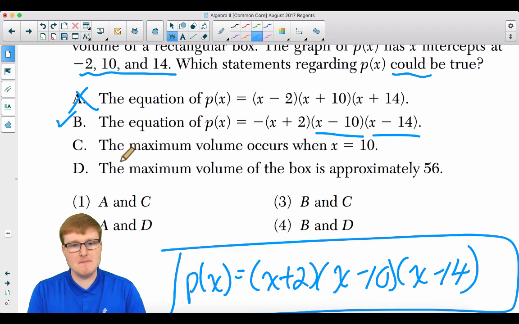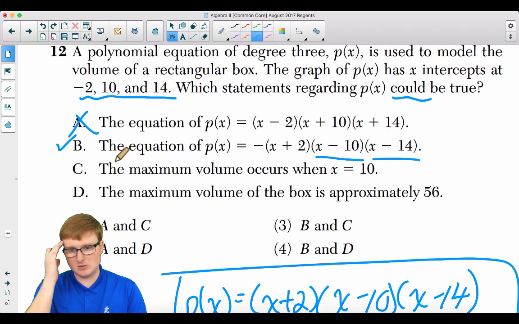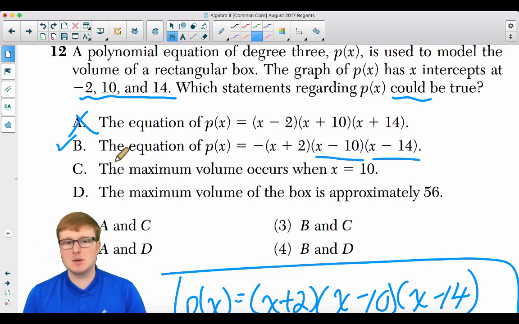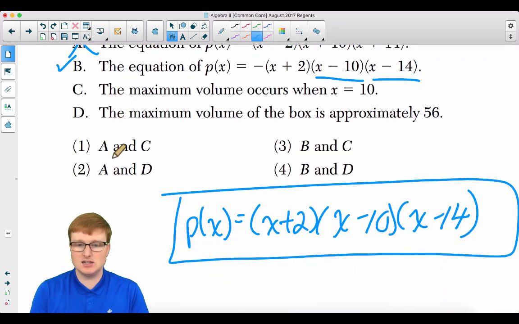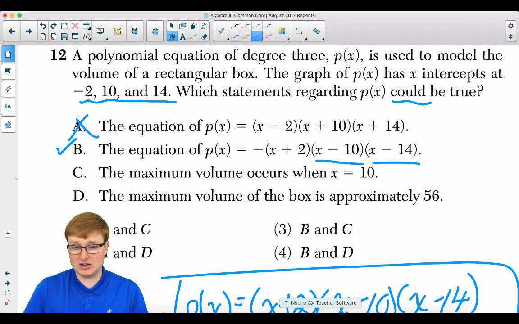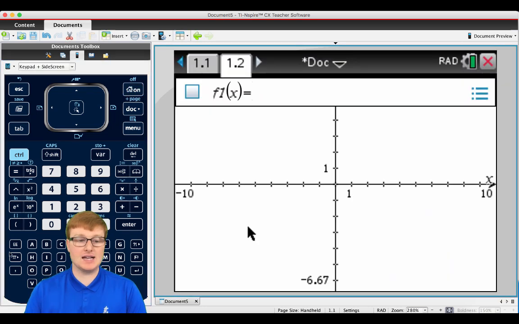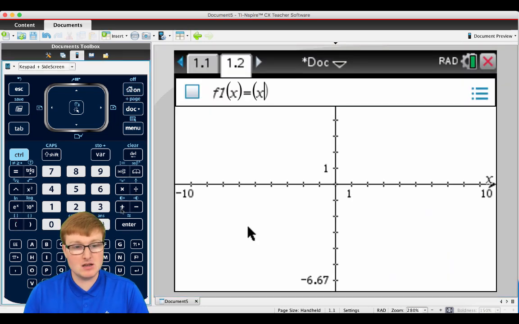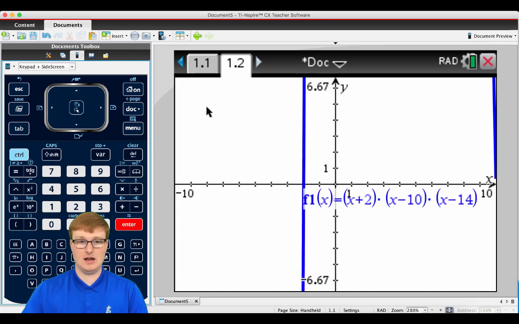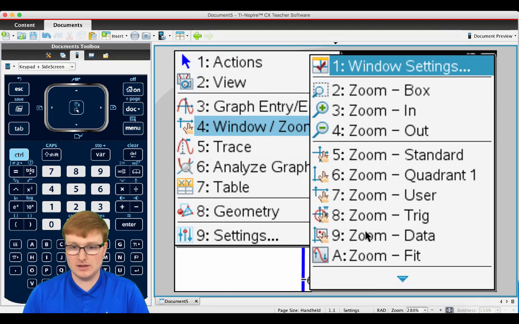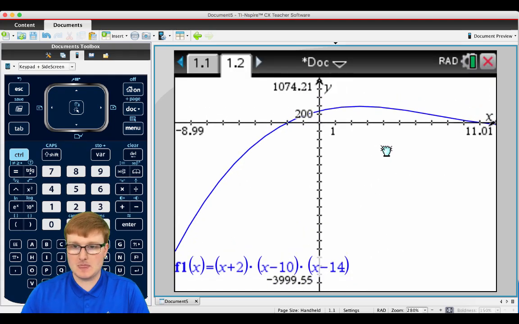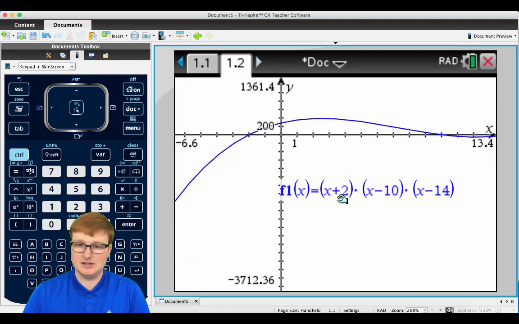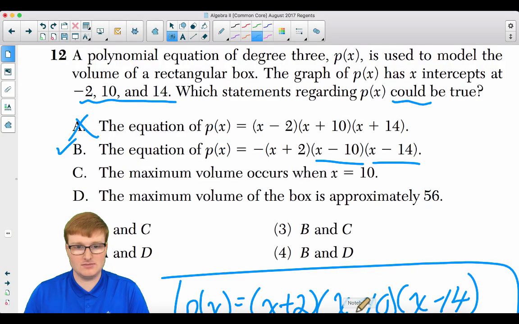Take a look at C. The maximum volume occurs when x equals 10. So when it says that the maximum volume occurs when x equals 10, let's just go ahead and graph this. I'm going to graph this as a positive leading coefficient first, just because I know that volume is always positive. I've never seen a box that had negative volume. I need to zoom fit this. Menu, zoom, fit.